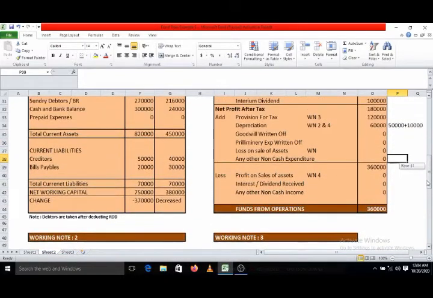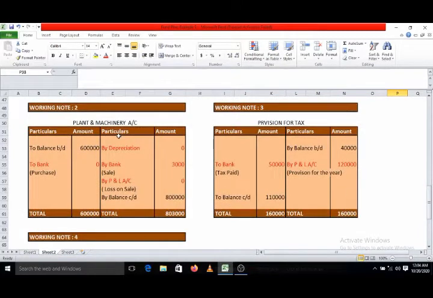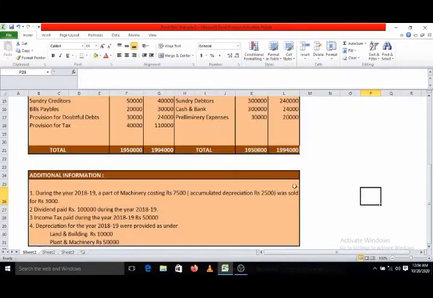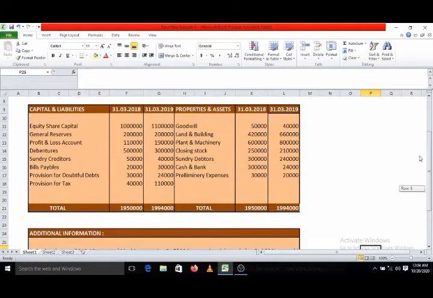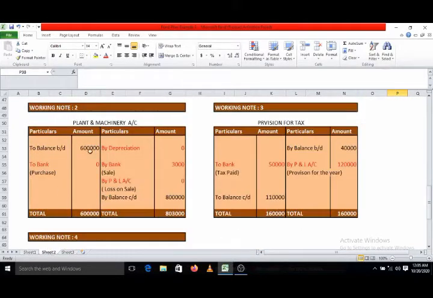But we have got the depreciation, so it is better that now we will complete these two accounts in working notes. First, plant and machinery. You can check out the plant and machinery account in the example. Plant and machinery first year 6 lakhs, second year 8 lakhs. It means opening balance 6 lakhs, closing balance 8 lakhs, which I have already written over here.